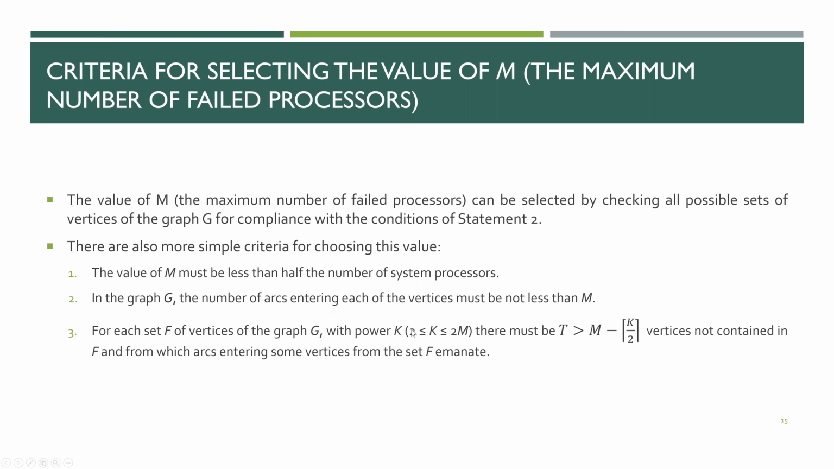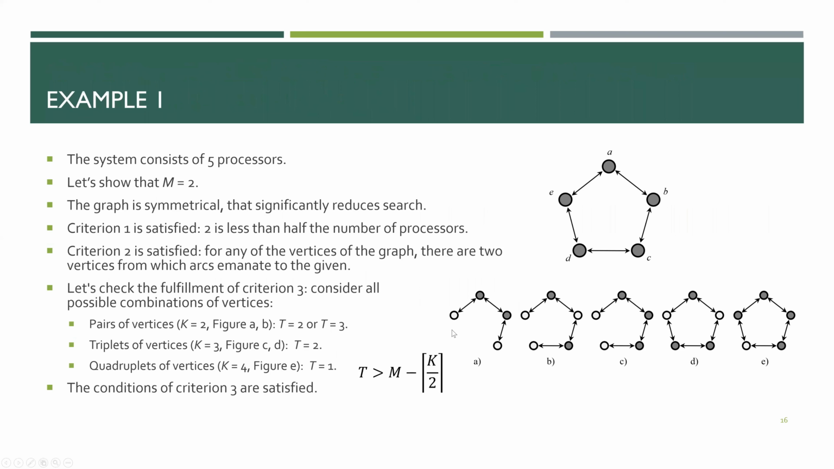So this is the criteria. Here we should enumerate all possible sets, but there are some constraints on the power of these sets of vertices. So these criteria can be used to find the appropriate value of M. Now let's move to several examples.